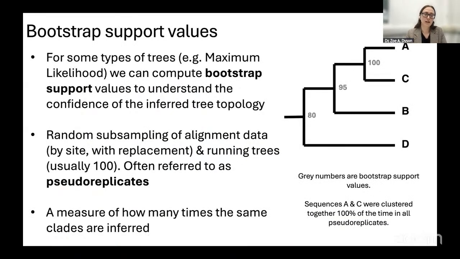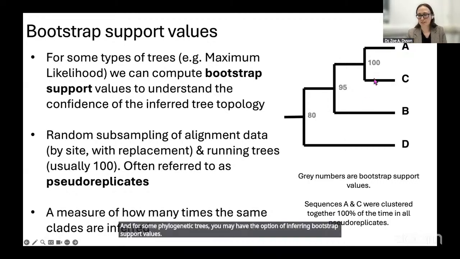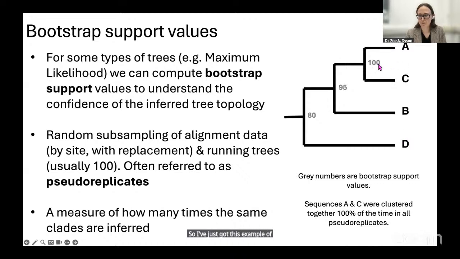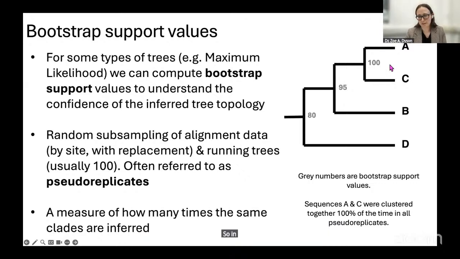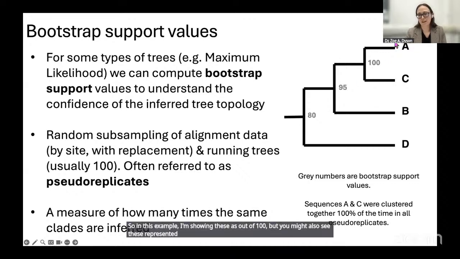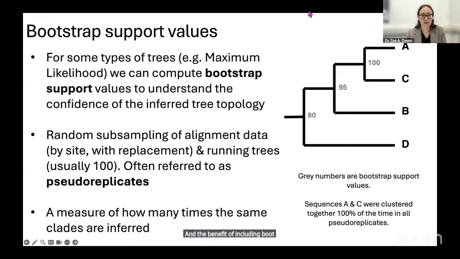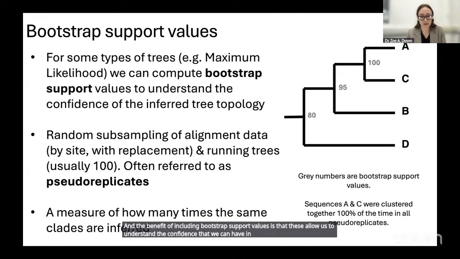And for some phylogenetic trees, you may have the option of inferring bootstrap support values. So I've just got this example of, again, a very small tree here where I've annotated numbers at the internal nodes of the tree representing these bootstrap support values. So in this example, I'm showing these as out of 100, but you might also see these represented as a proportion, say 100 might be represented as 1, 95 might be represented as 0.95, and so on and so forth. And the benefit of including bootstrap support values is that these allow us to understand the confidence that we can have in various parts of the inferred tree's topology.